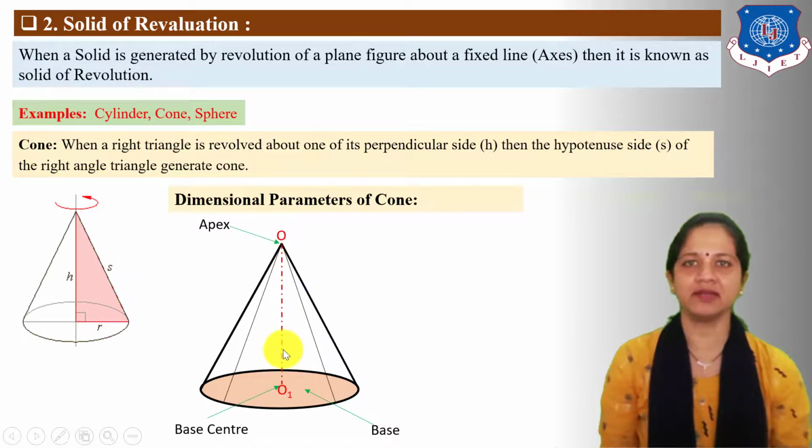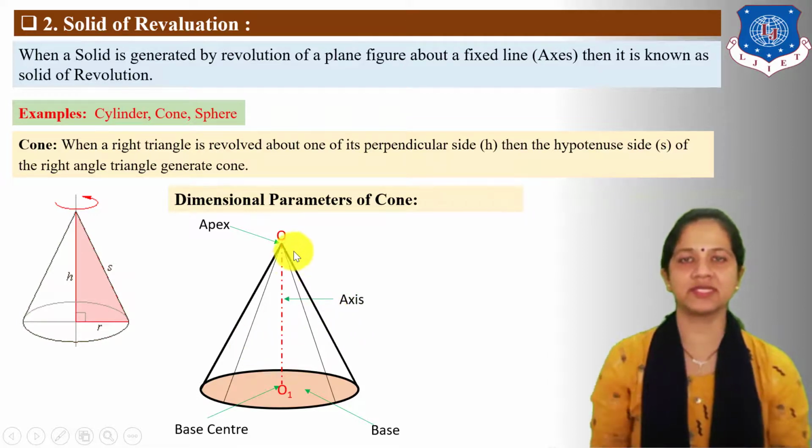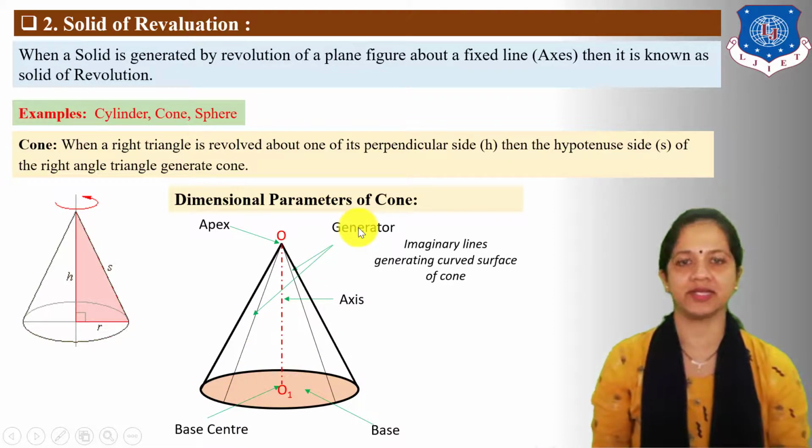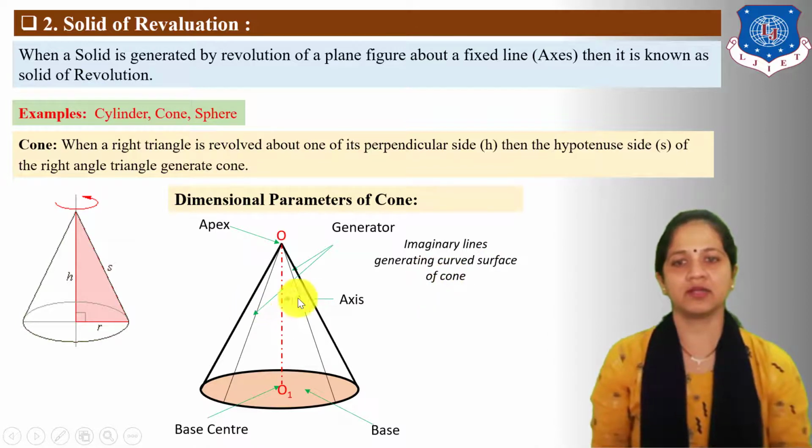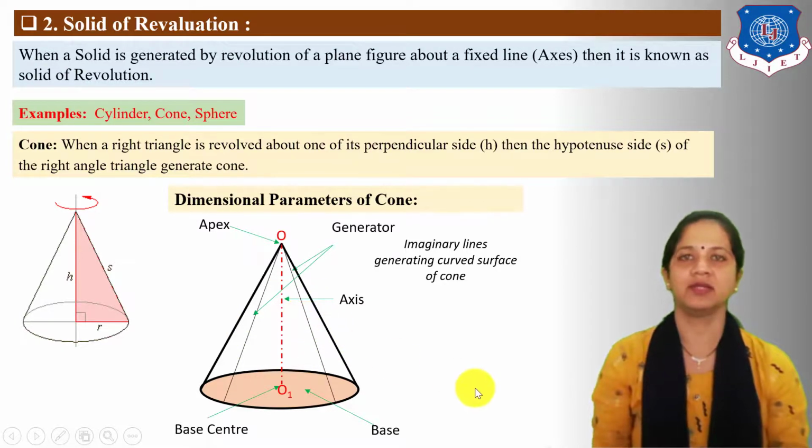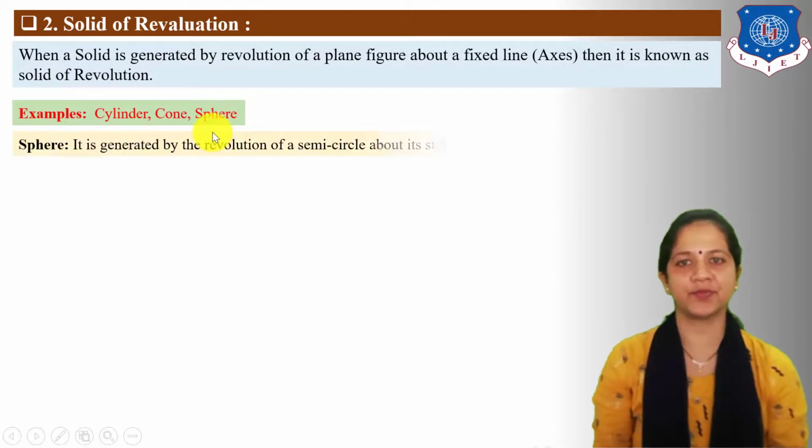A vertical line which connects O1 point, which is perpendicular to base, is known as axis of the cone. Now the slant lines which connect apex to base circle circumference points are known as generators. Here generators are imaginary lines generating curved surface of cone. Cone has infinite generators because the outer surface of the cone is in form of curve. Next, let us understand sphere.